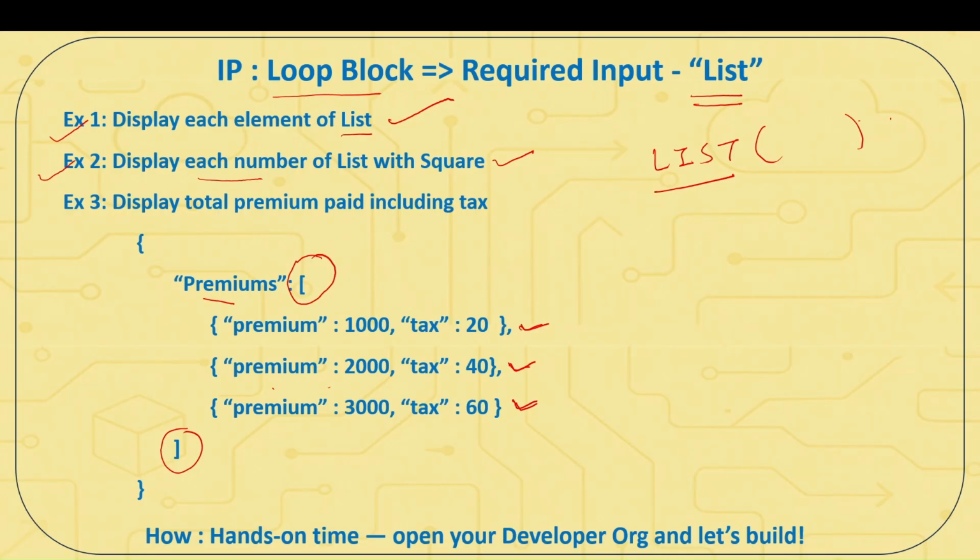Now we have one more example, display total premium paid including the tax. Like I do have here premium list variable contains some 1 to 3 records and those records contain premium and tax value. I want to perform addition of premium plus tax and at the end I want to show the total amount which has been paid.